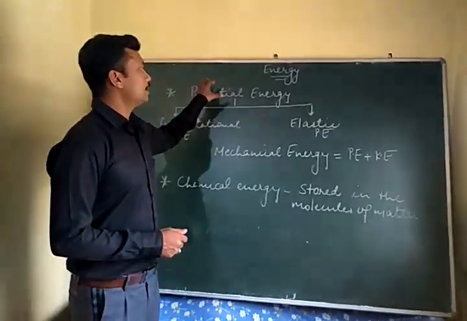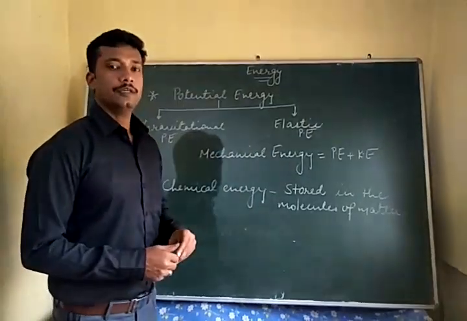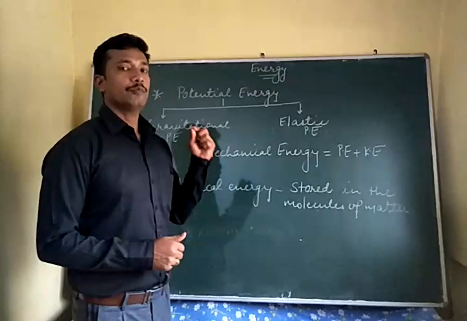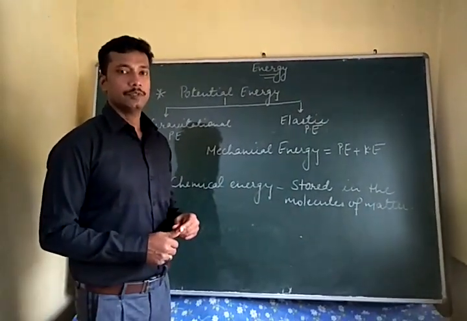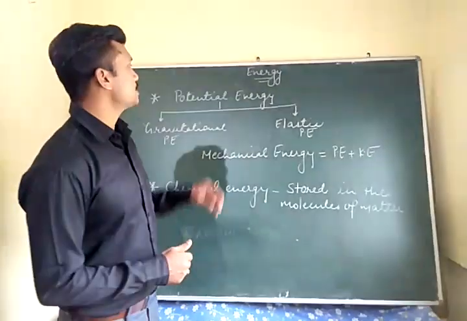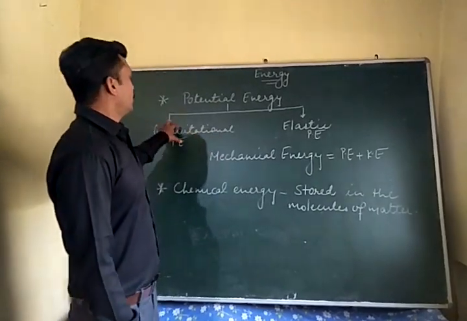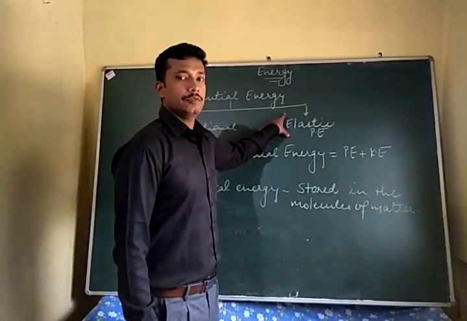Potential energy, as you know, is the energy stored in a body when the body is raised to some height, or when the body is compressed, stretched, or bent. So on the basis of this, potential energy is of two types. We have gravitational potential energy and elastic potential energy.